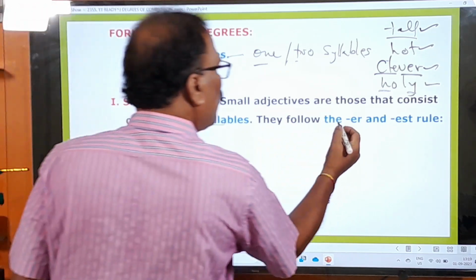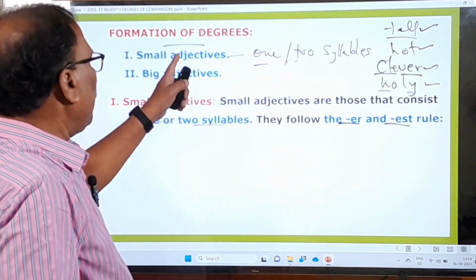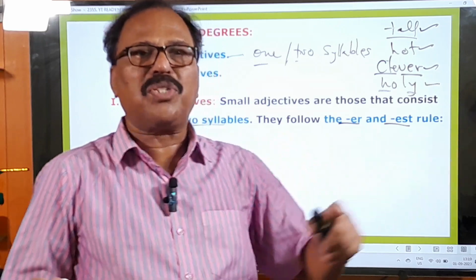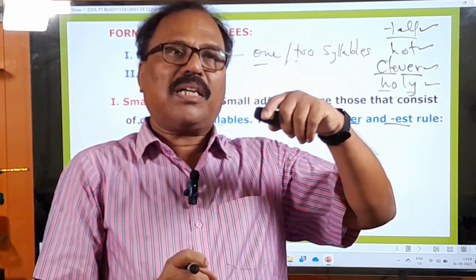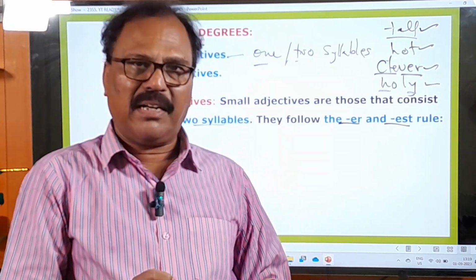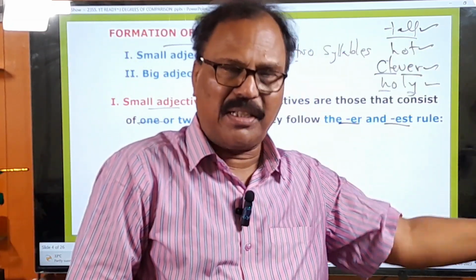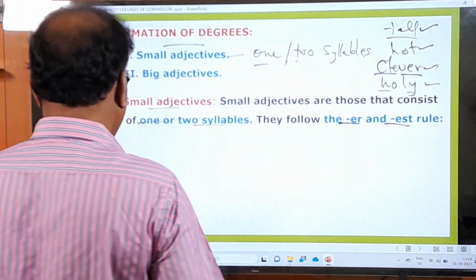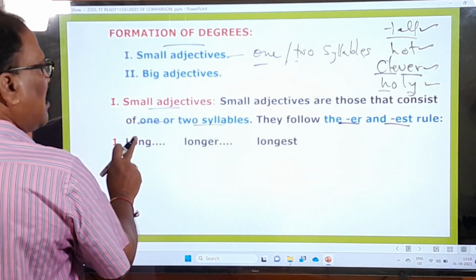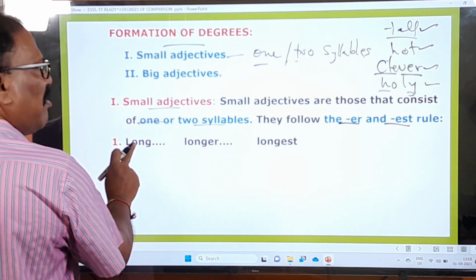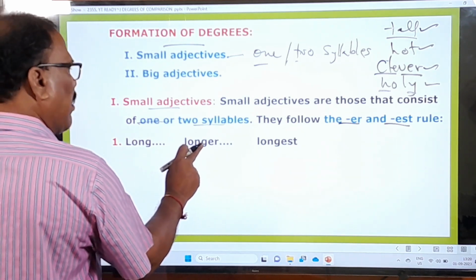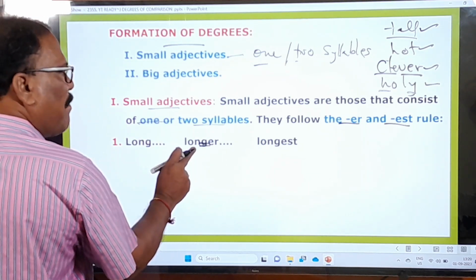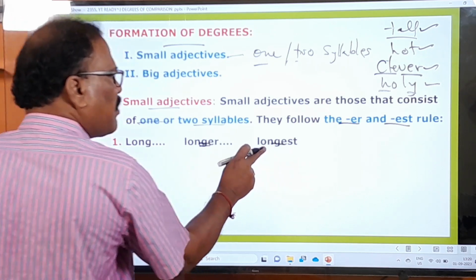And so they follow the er and est rule. If it is a small adjective, it follows the er and est rule. That means to change this small adjective into the comparative adjective, we have to add er, and if you want to change it into superlative degree, we have to add est. Now here I would like to give you some examples. Long is a single one-syllable word. Since it is a small adjective, just add er to this and that becomes a comparative adjective, and if you add est, that becomes a superlative adjective.